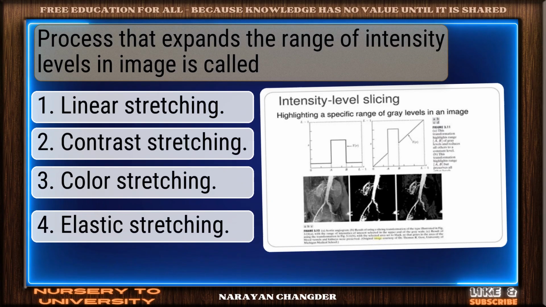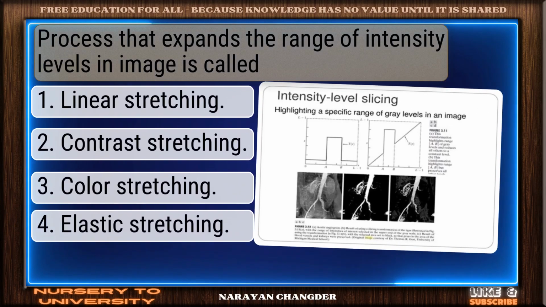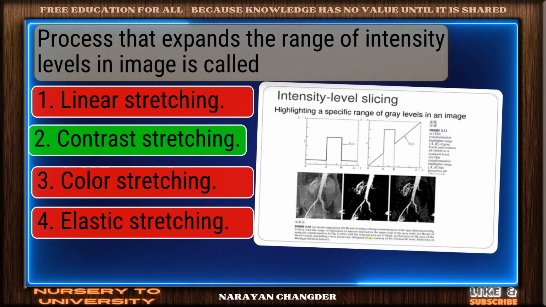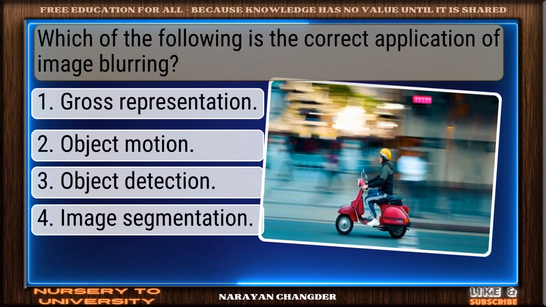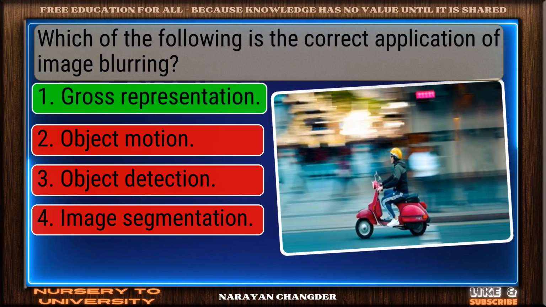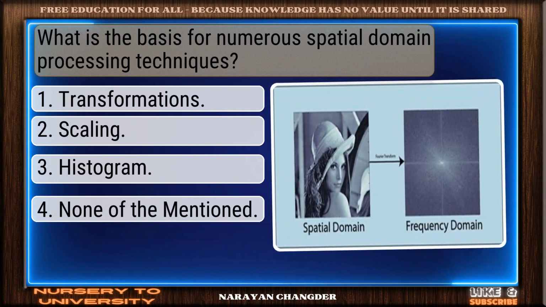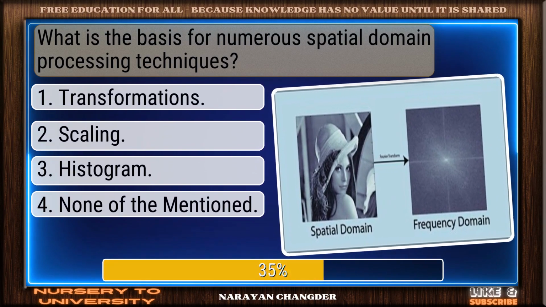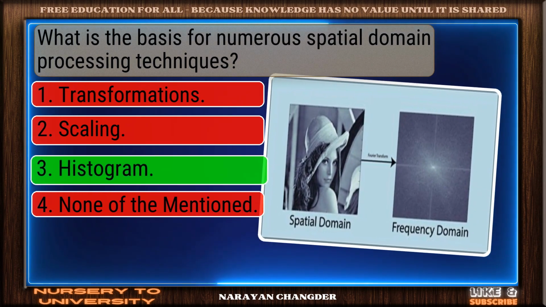Question number 30. Process that expands the range of intensity levels in image is called? Right choice. Contrast stretching is the best answer. Question number 31. Which of the following is the correct application of image blurring? You chose gross representation, and it is correct. Question number 32. What is the basis for numerous spatial domain processing techniques? Perfect. Histogram is the correct choice.